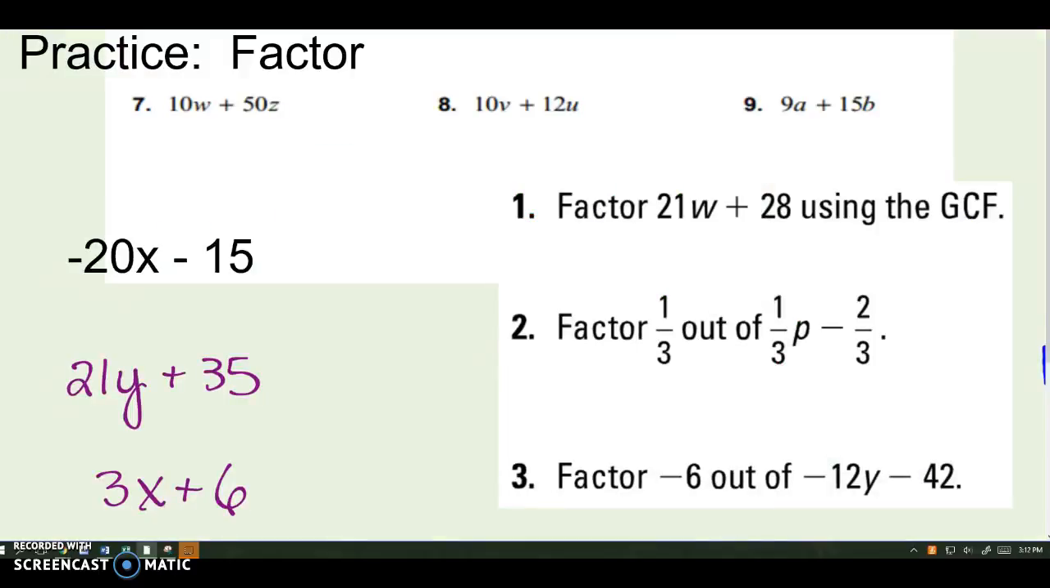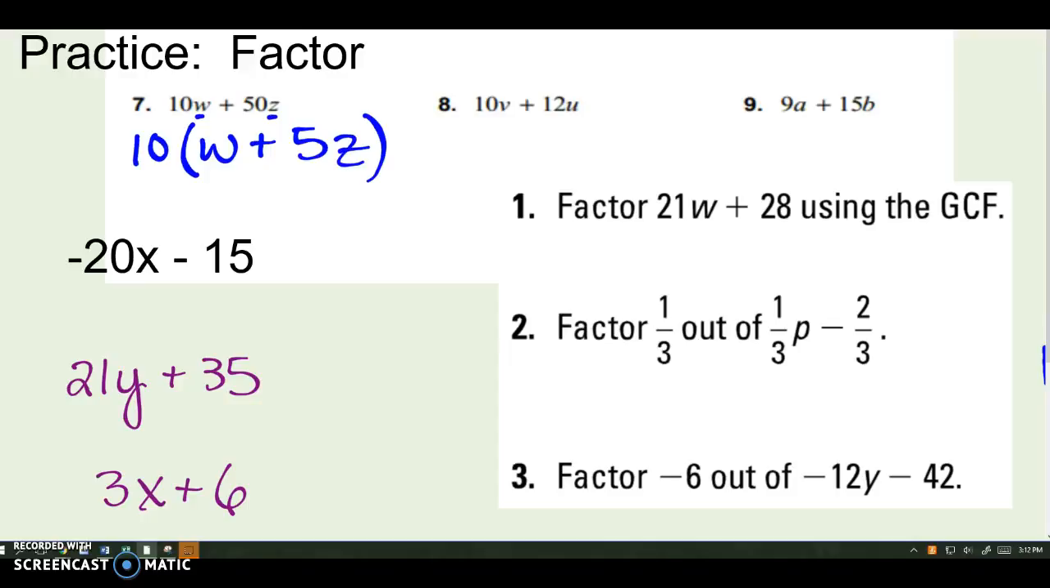Okay, here's some practice for you. I wanted to talk about just these top ones for a second. You'll notice that they have different variables, and we haven't seen ones like that before, but it doesn't change the problem. You still just look for the common factor with the numbers. So it looks like 10 would go into both of those. If I pull out the 10, I would have w for the first term and 5z now for the second term.